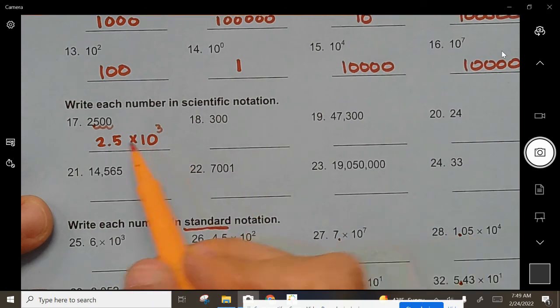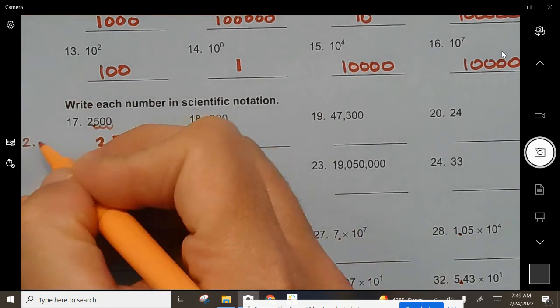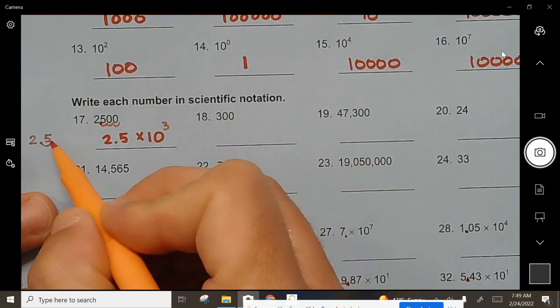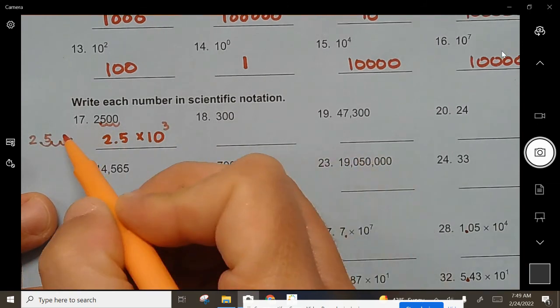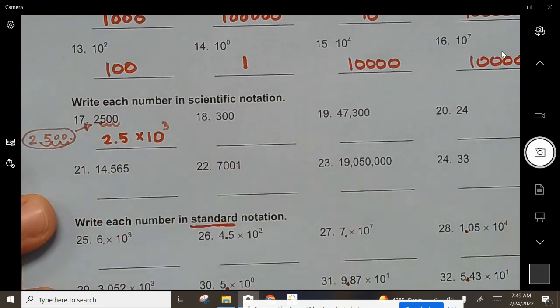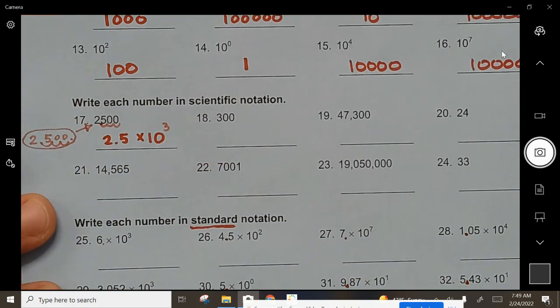And if I wanted to write this out as a normal number, I would write 2.5, and then I would go 3 spots. 1, 2, 3, and I would move the decimal spot right there, and that would get me back to where we started. Okay? Kind of confusing. Don't worry if you're a little lost right now.